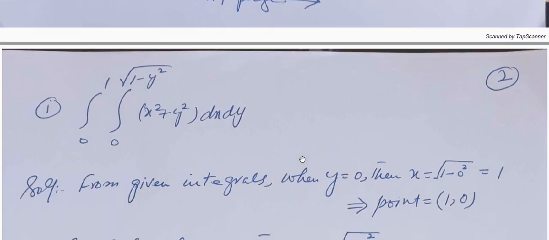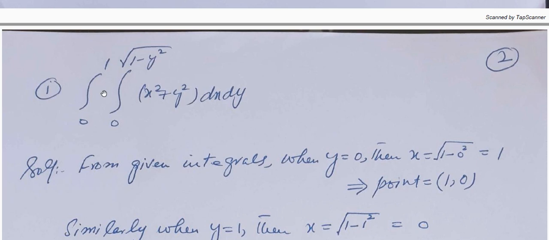Our example was the integral from 0 to 1, and 0 to square root of 1 minus y square, of square root of x square plus y square, dx dy. Now here x square plus y square is the function f of x y. This function f of x y you will replace with f of r theta. So x you can replace with r cosine theta and y with r sine theta, and then dx dy you can replace with r dr d theta.